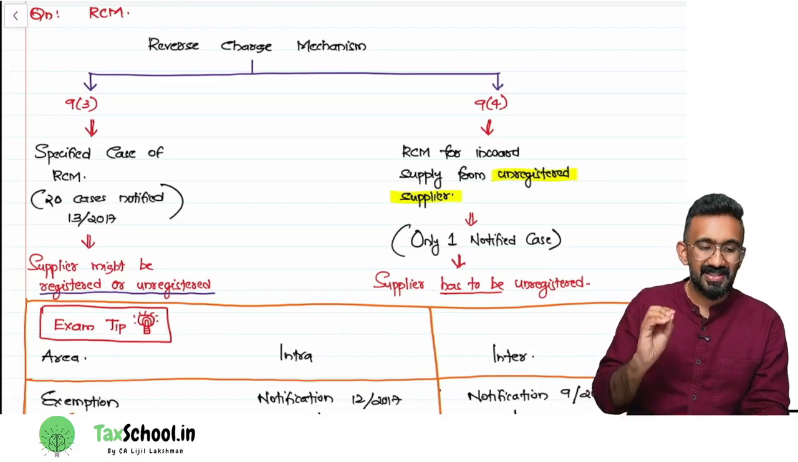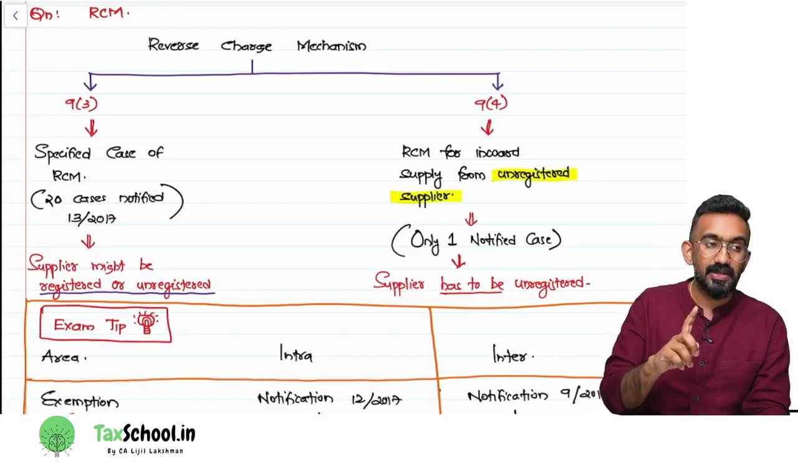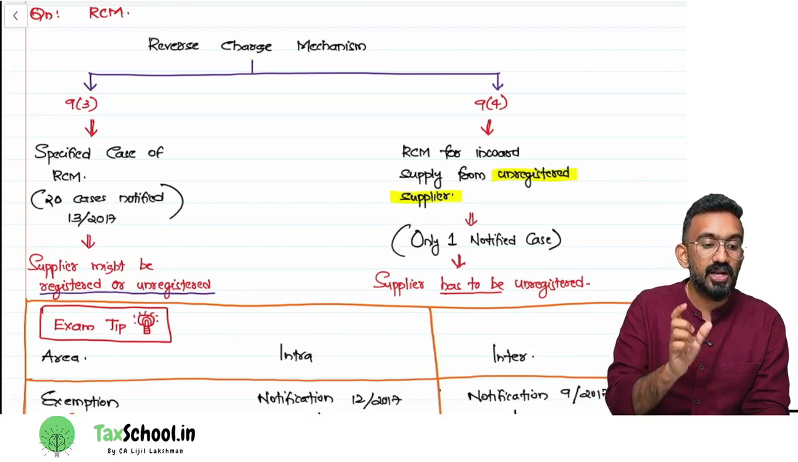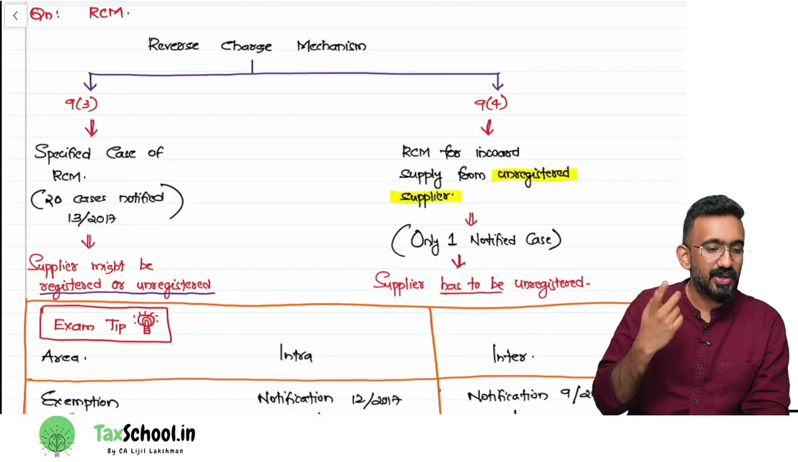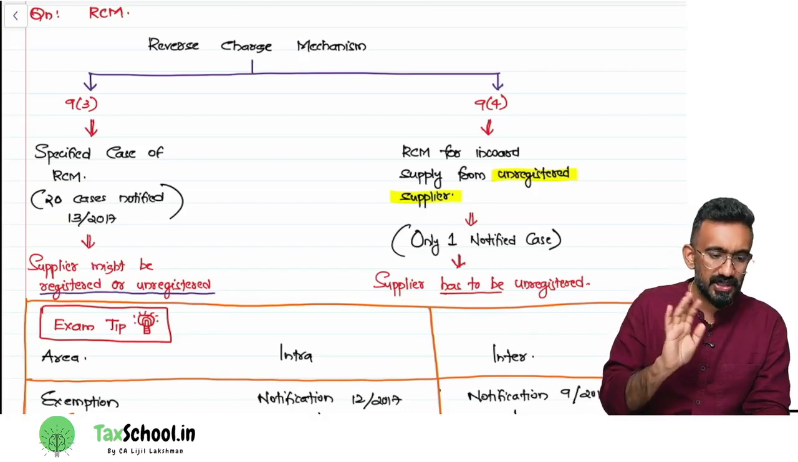Right. So just understand that in the previous example, I gave you a good called cashew nut shelled or peeled, and it said it is under RCM. Bidi wrapper leaves, tobacco leaves, these are all under RCM, but not tested in your exam because it's not part of your syllabus.